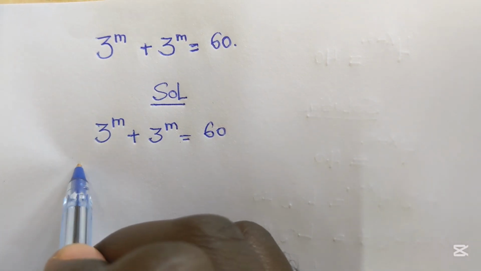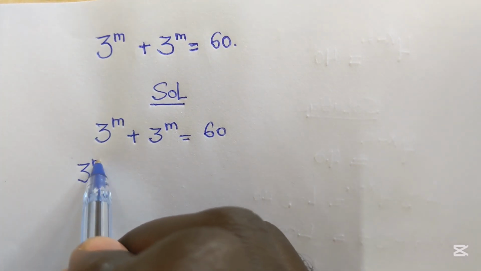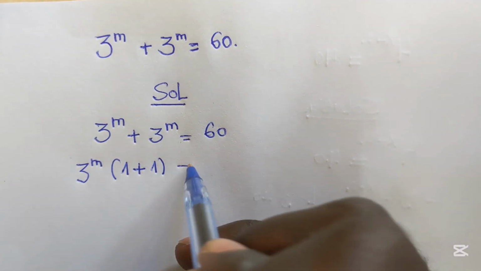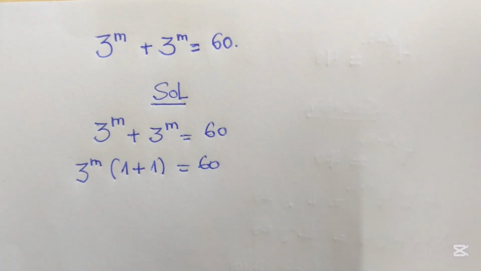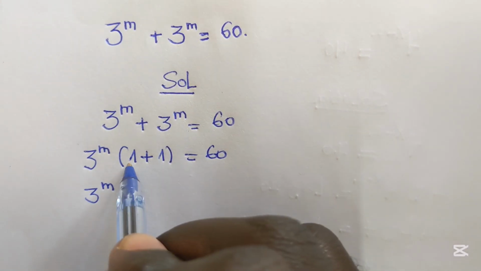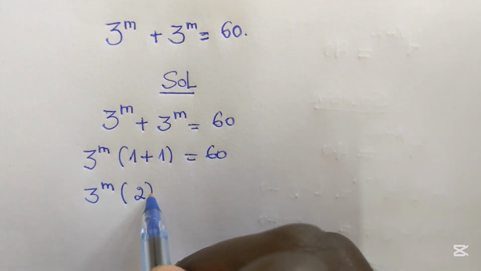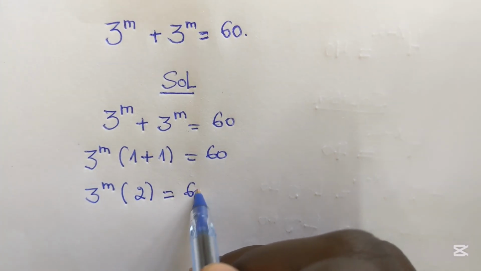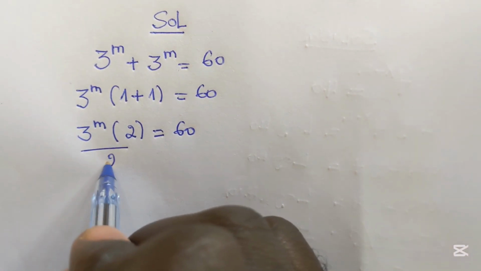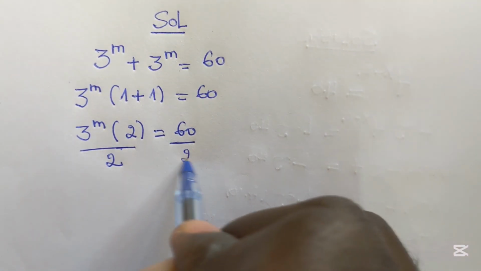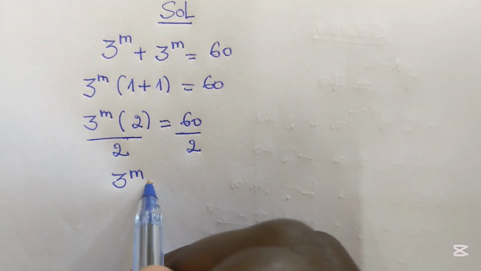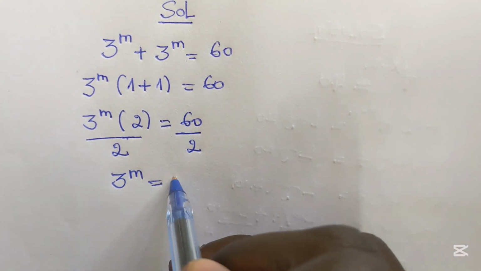So by factorizing 3^m, we shall get 3^m(1 + 1) = 60. Then 3^m, open bracket, 1 + 1 equals 2, close bracket, equals 60. Then here we shall divide by 2 on both sides to get 3^m = 30.